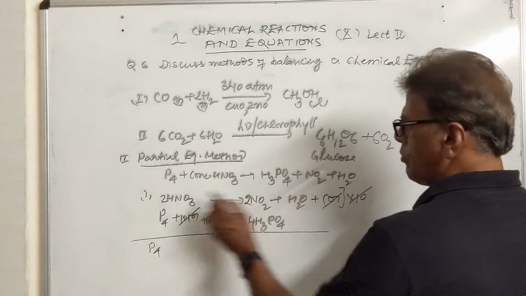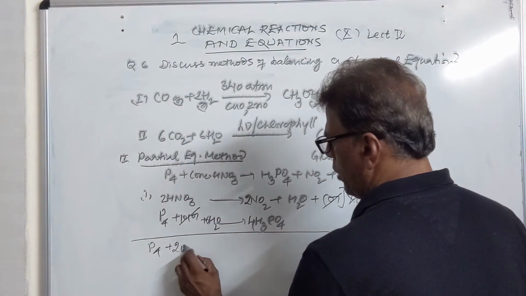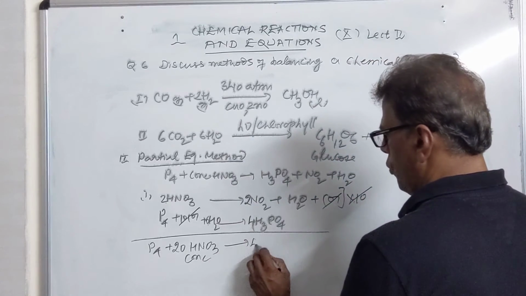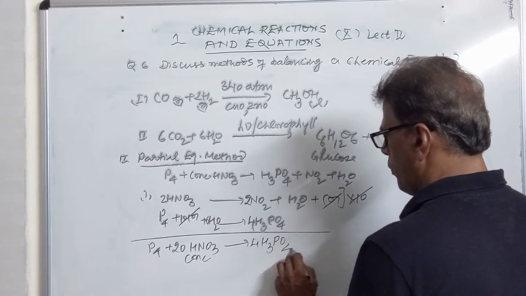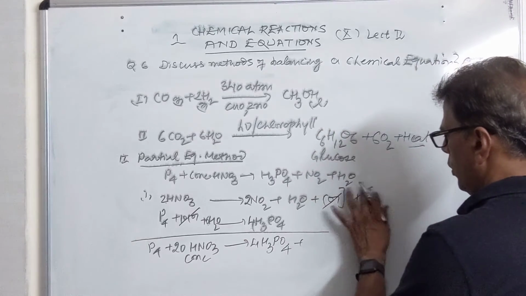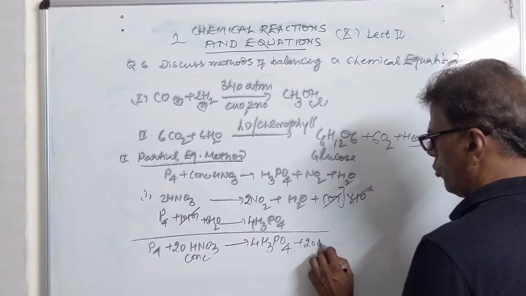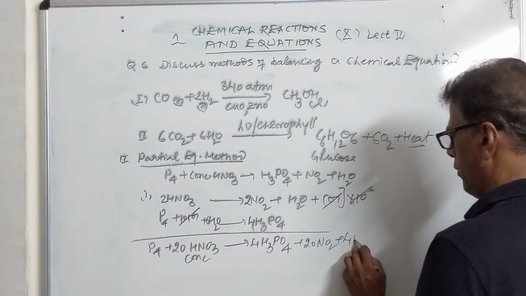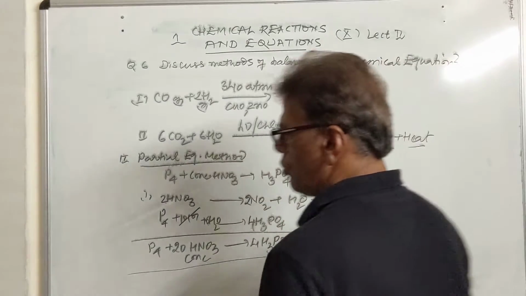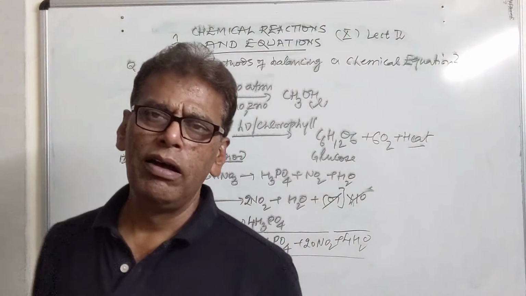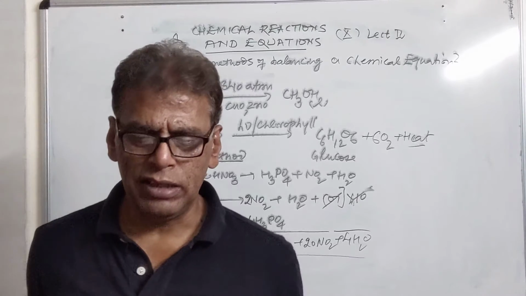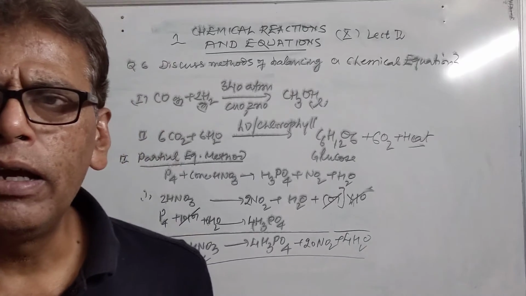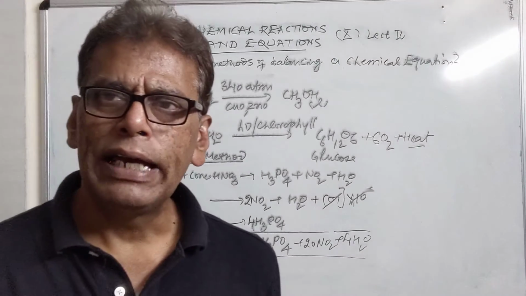So we will be getting P4, and 10 multiplied by 2 HNO3 becomes 20 HNO3 concentrated, and the product will be 4H3PO4 plus 10 into 2, that is 20 NO2, and along with that we have 10 water here, 6 on that side, so you will have 4 water on the product side. So this is the partial equation method, where you have to split the main reaction into two parts, and these two parts are balanced separately to get the balanced chemical equation.